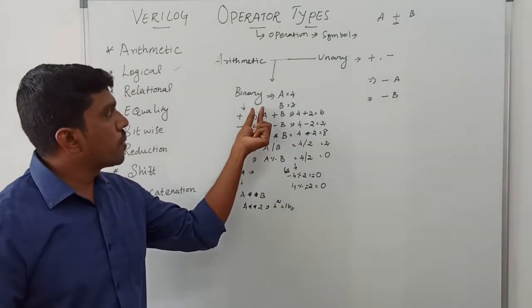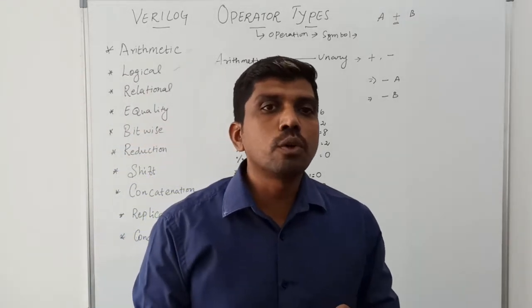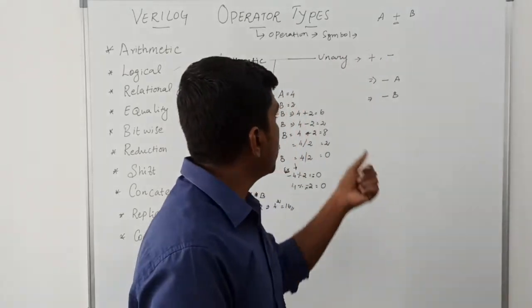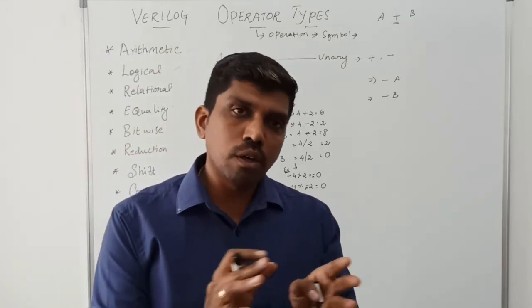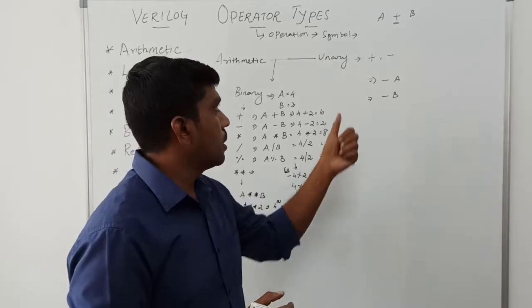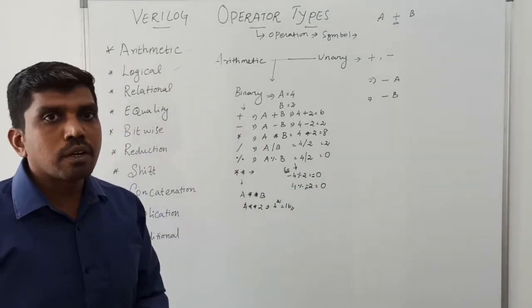In the binary operator, the operand values are unsigned values, without mentioning the sign for operand A and operand B. But the unary operator takes signed values, so positive values and negative values. Both combinations of values are used in the unary operator. I hope you understand the arithmetic operator concept.